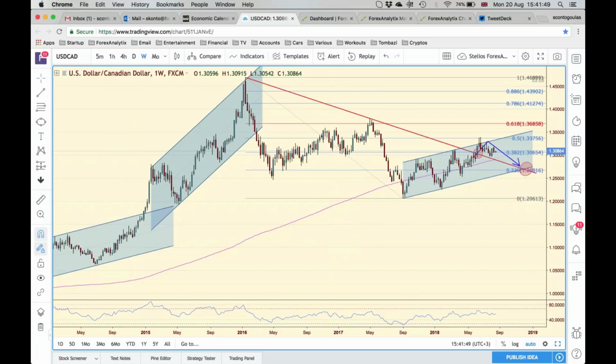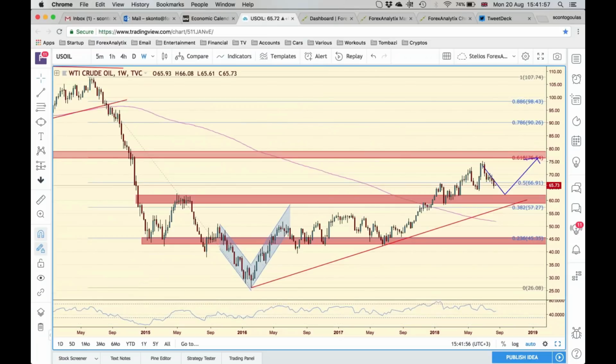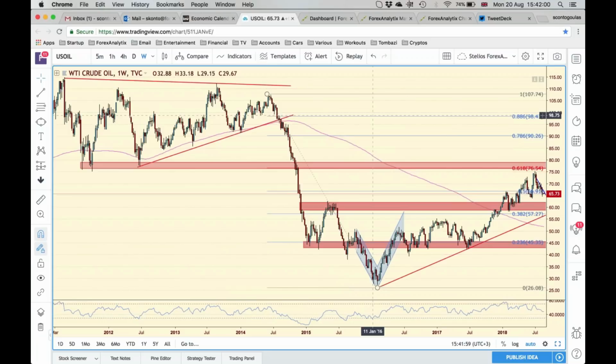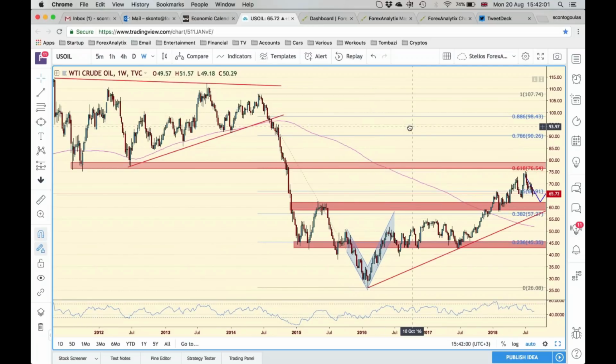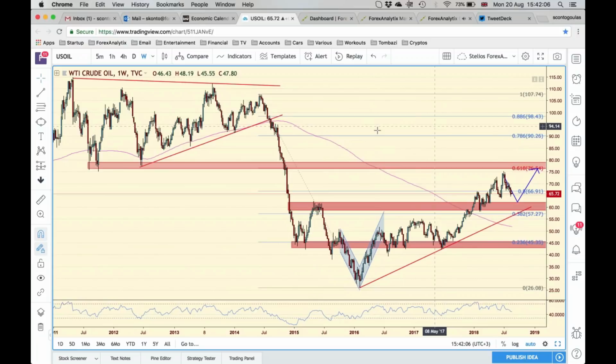Now, talking about dollar CAD and what I think is going to happen, we should also look at oil, because Canada is dependent on oil to a certain extent, because it's an oil producer. This has been my weekly chart for WTI oil for some time, and it's actually spooky how it's following this blue line down in this area here.